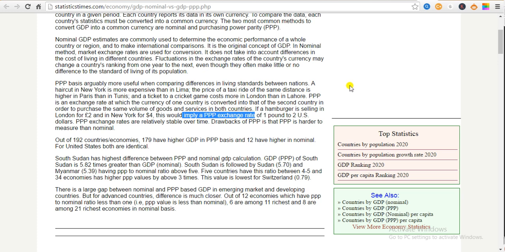So PPP exchange rates are relatively stable over time. Drawbacks of PPP is that it is harder to measure. It is harder to measure than the nominal. So another aspect about this is, imagine that you want to buy an iPad and you live in Ghana, right? You live in Ghana, you want to buy an iPad, and you live in China, you want to buy an iPad, and you live in America, you want to buy an iPad.